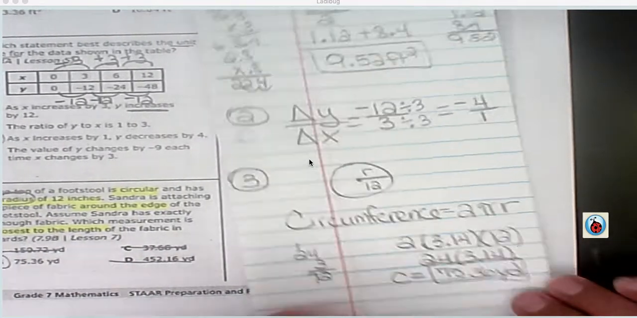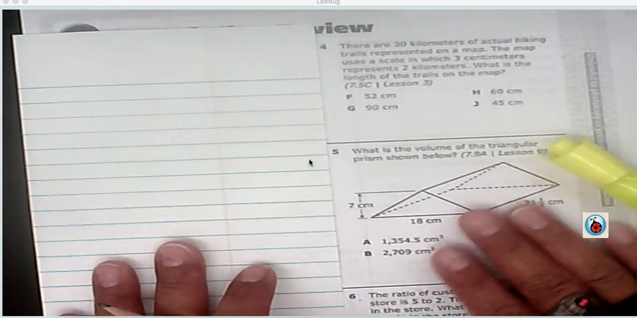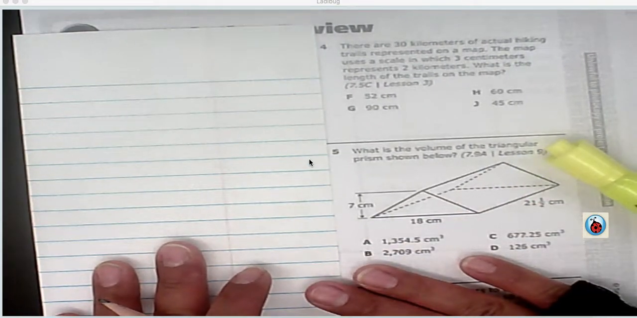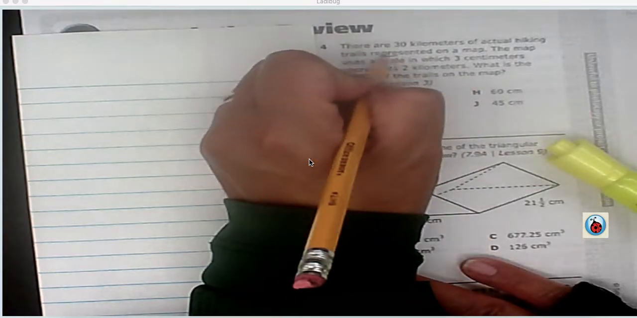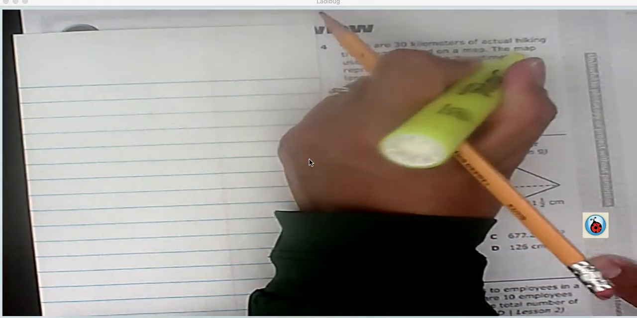Number 4. There are 30 kilometers of actual hiking trail represented on a map. The map uses a scale, there's your keyword, in which 3 centimeters represents 2 kilometers. That's a proportion. What is the length of the trail on the map?